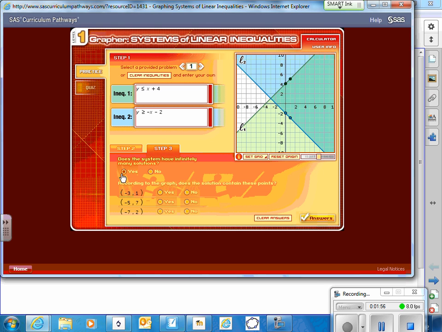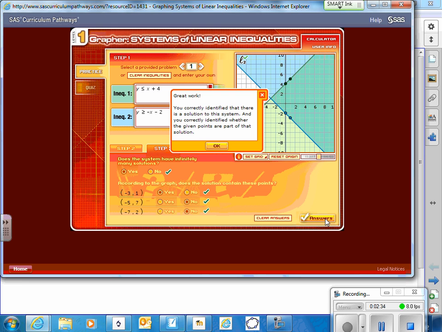So if we click on yes, it says, okay, so does the solution contain these points? Negative 3, comma 1. That is right where those two connect. Because they are solid lines, I will say yes. Negative 5, comma 7. That is in a region that is only shaded for one of the inequalities, so I will say no. Negative 7, comma 2. That is neither one, so I will say no. Let's check that. Don't forget to check your work as you go.